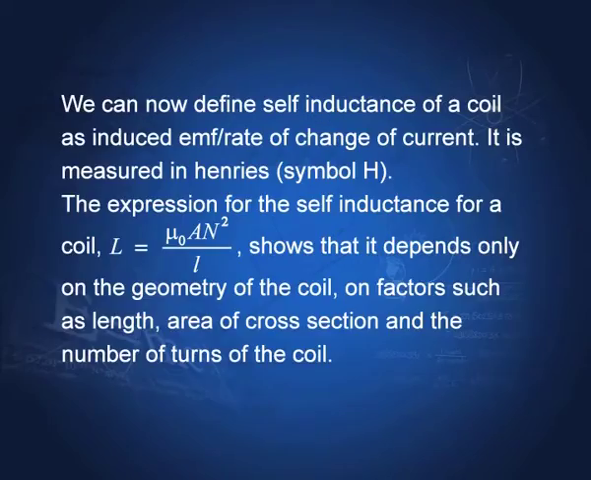The expression for the self inductance of a coil, mu 0 A N squared by L, shows that it depends only on the geometry of the coil. You see, it depends upon A, which is the area of cross section of the coil, N the number of turns, L the length. So, it depends only on the shape of the coil.